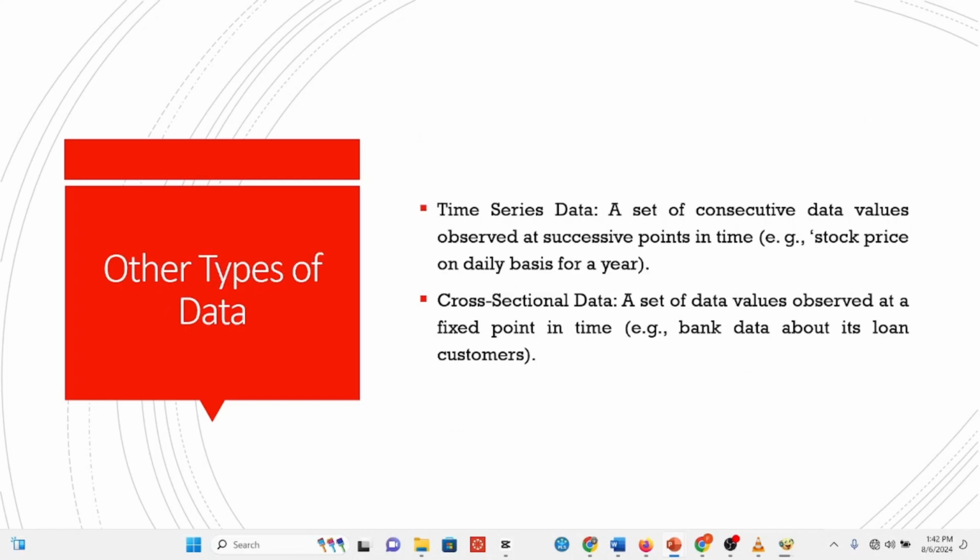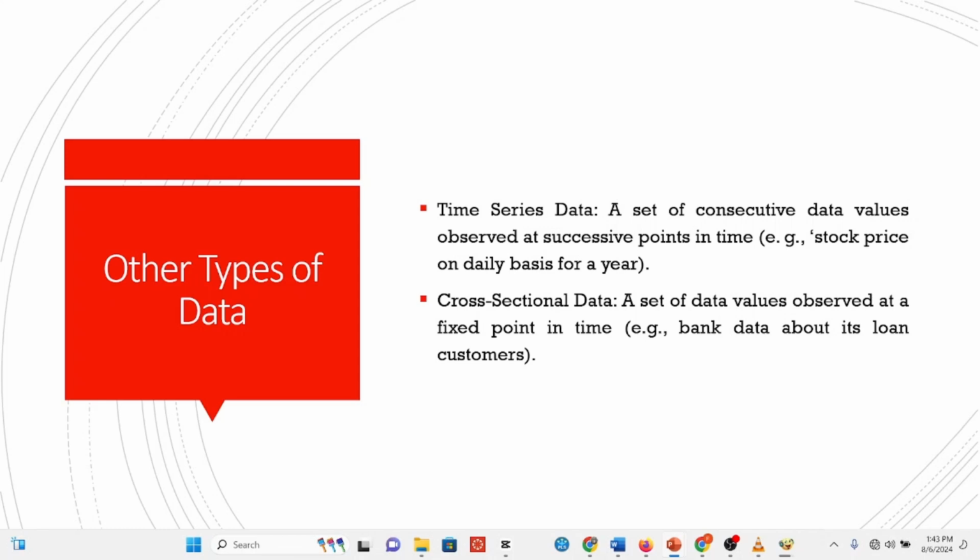Other types of data are time series and cross-sectional data. Time series data, a set of consecutive data values observed at successive points in time, e.g., stock price on a daily basis for a year. Cross-sectional data, a set of data values observed at a fixed point in time, example bank data about its loan customers.